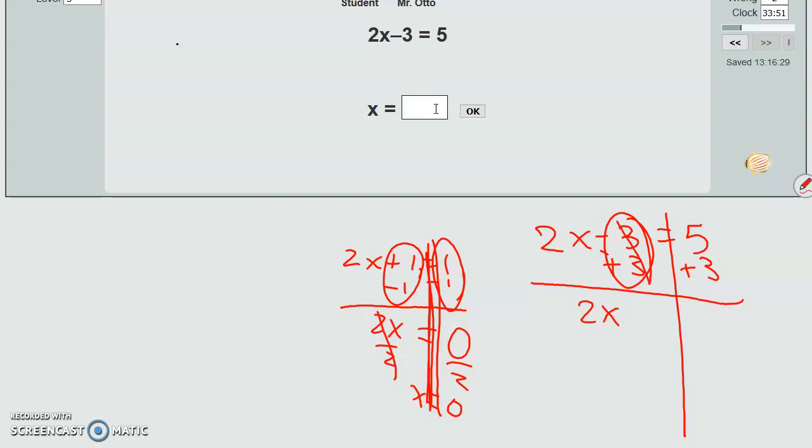5 plus 3 gives me 8. And then I'm going to divide by 2, x equals 4. So the answer to this one is going to be 4. And let me get that in there, 4.